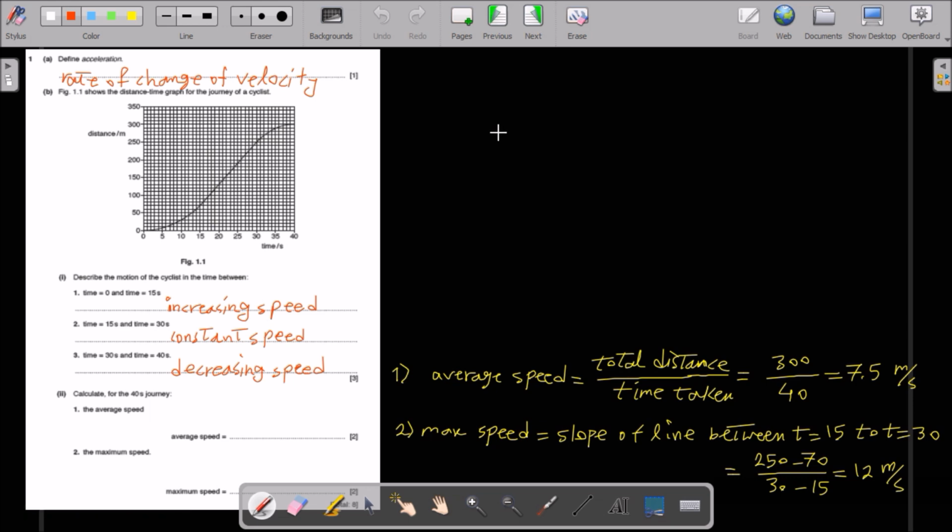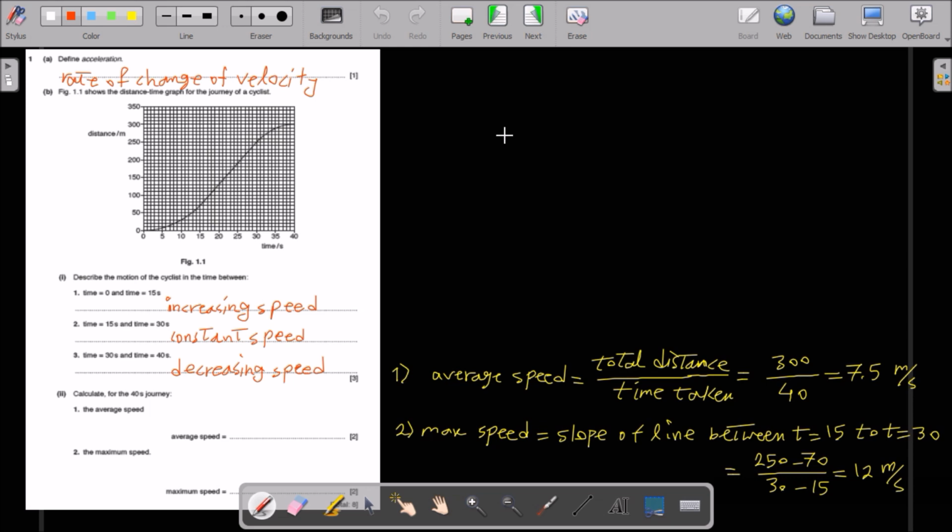Next part, describe the motion of the cyclist in the time between 0 to 15. If you look at the figure, distance-time, you can understand that from 0 to 15, the slope of the figure is increasing, so the gradient is increasing, so it means increasing speed. Between 15 to 30, constant speed because the slope is constant. And between 30 to 40, the slope is decreasing, it means decreasing speed.